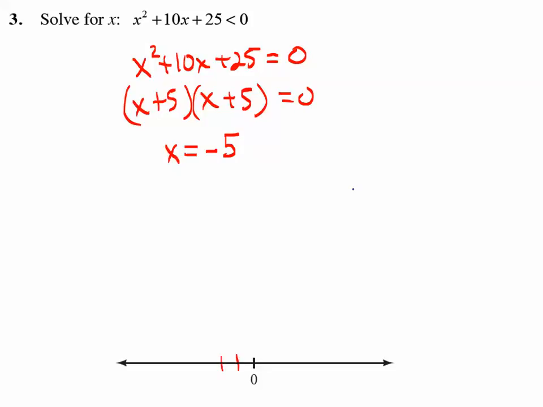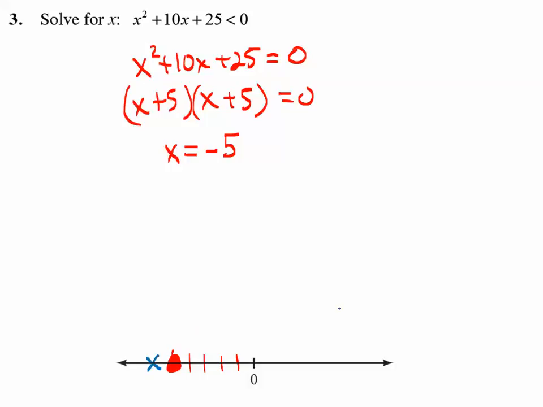And of course, 1, 2, 3, 4, 5. Put a dot there. So in this case, this only splits off into 2 different intervals. It's either less than negative 5 or greater than negative 5. There's only one change here. So let's go for it.